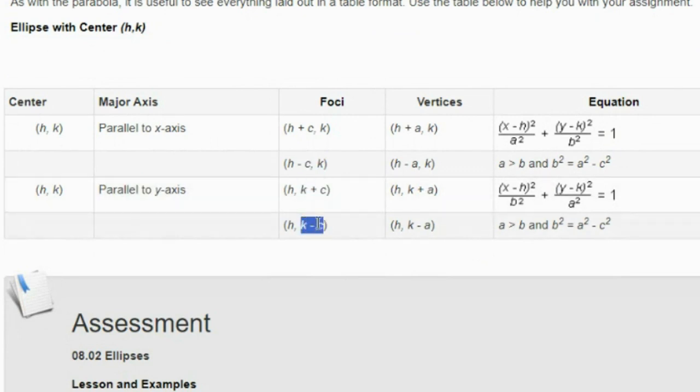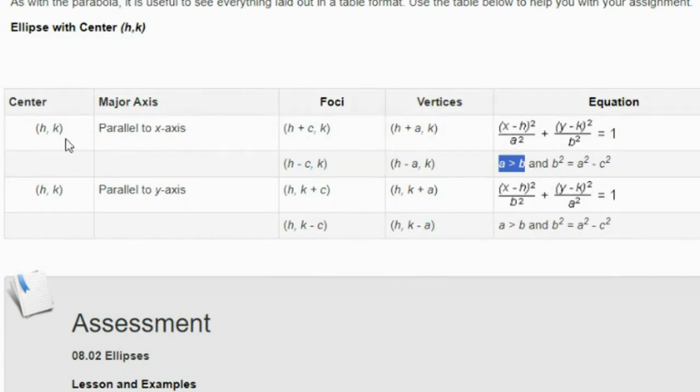The vertices, you add that distance of a and subtract the distance a. You do it from the h for the horizontal or from the k for the vertical. And then there's the equations again. a is always greater than b because it's the number of the major axis from the center to the vertices.